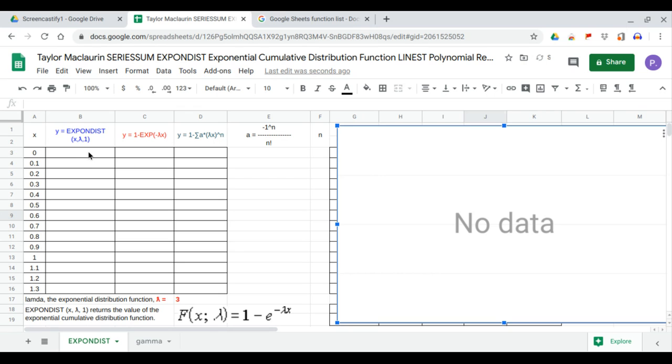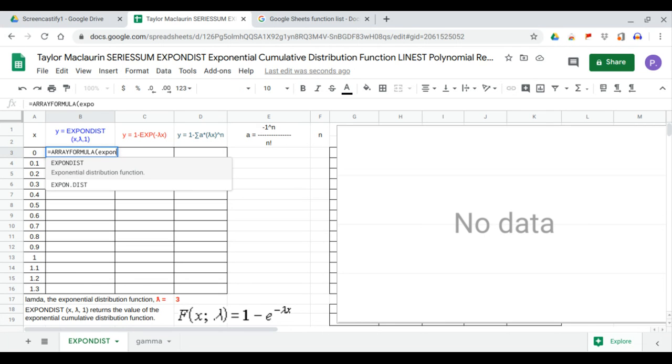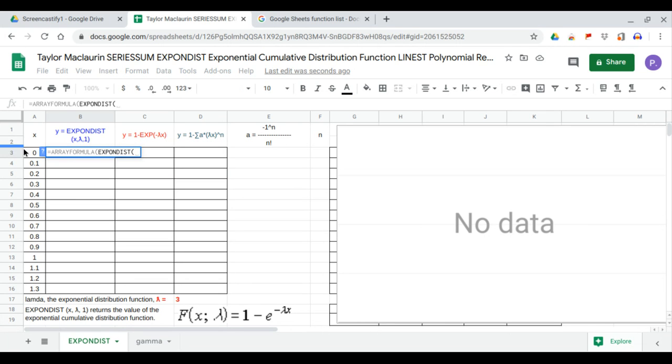Let's generate the data set of EXPONDIST over the range of x from 0 to 1.3. So RA formula, EXPONDIST of the x values, where lambda is 3, and we choose 1 as the last argument because this is the exponential cumulative distribution function.